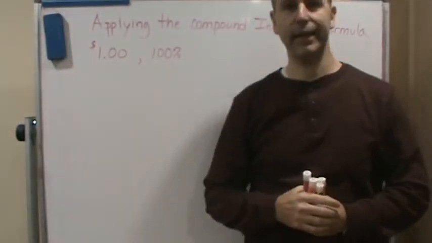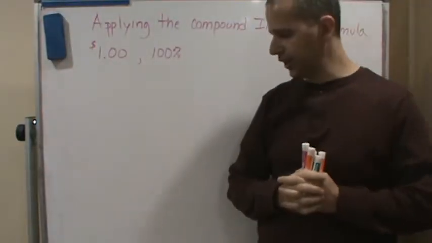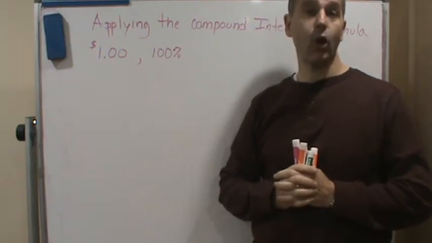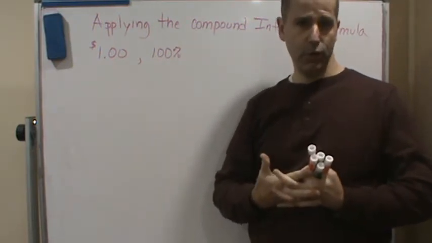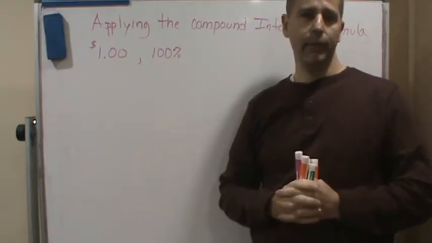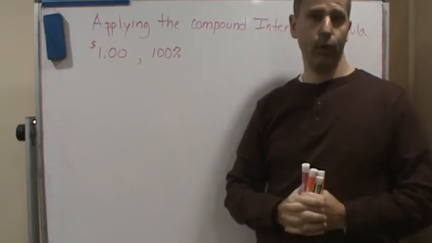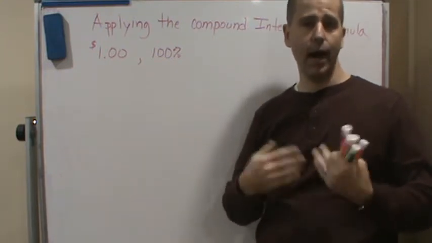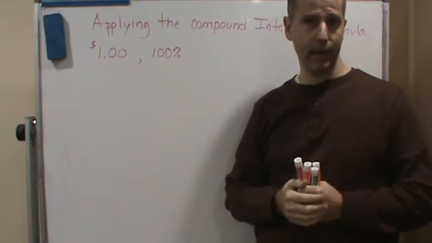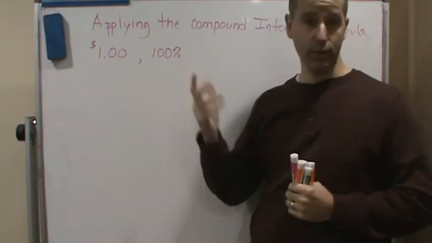Okay, welcome back. Today we're going to start talking about something called the natural exponential, the number e. We're going to derive the number e based on the compound interest formula.